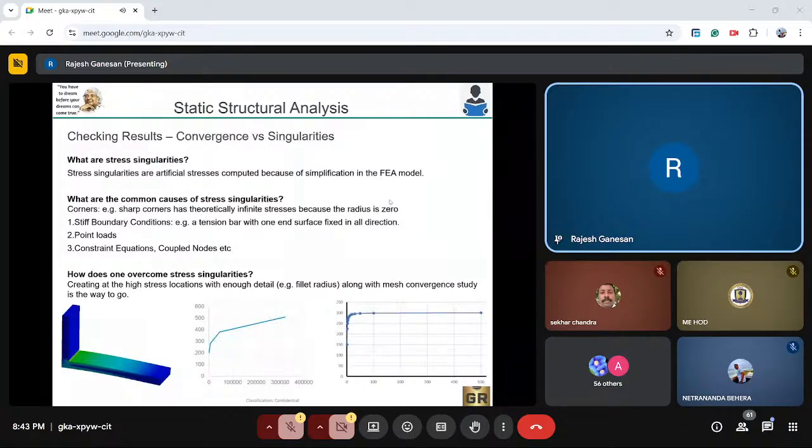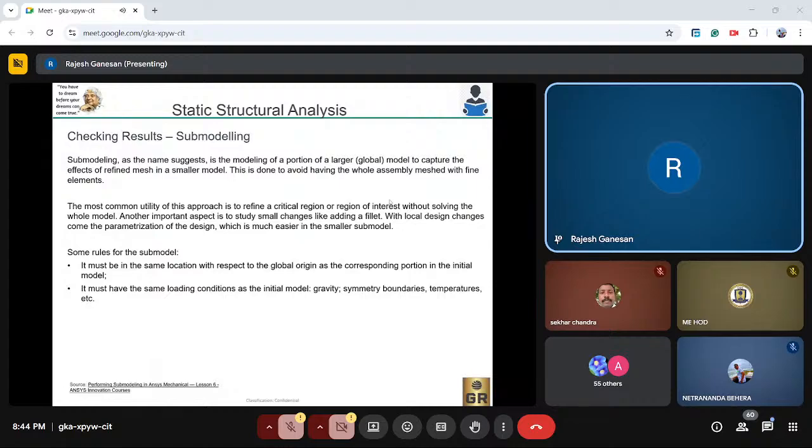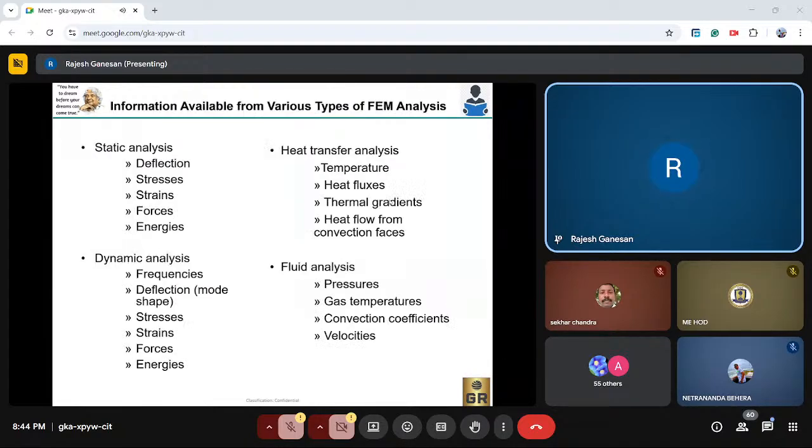Checking results: whenever we check the results for convergence and singularities, we have to see what stress singularities are. Stress singularities are artificial stresses computed because of the simplification of the FEA model. We are doing simplifications by dividing the component into elements, so the analysis gets simplified. This is one of the things. Then finally we check the results and get the results done.